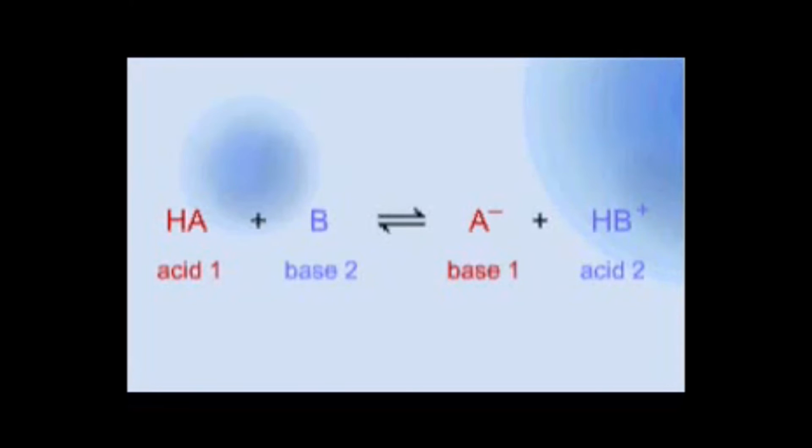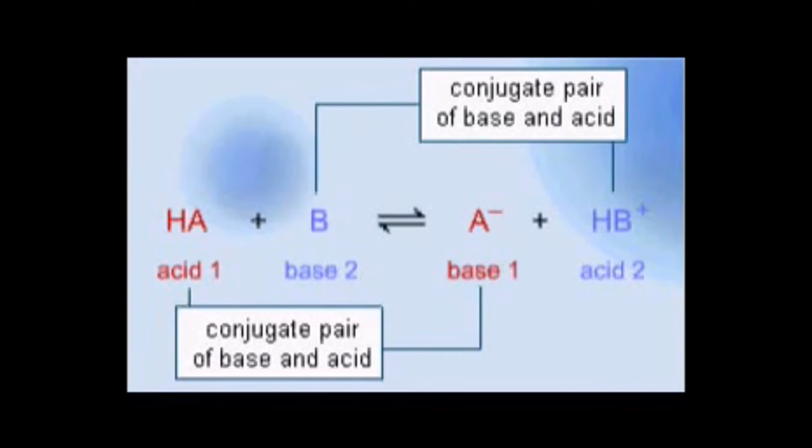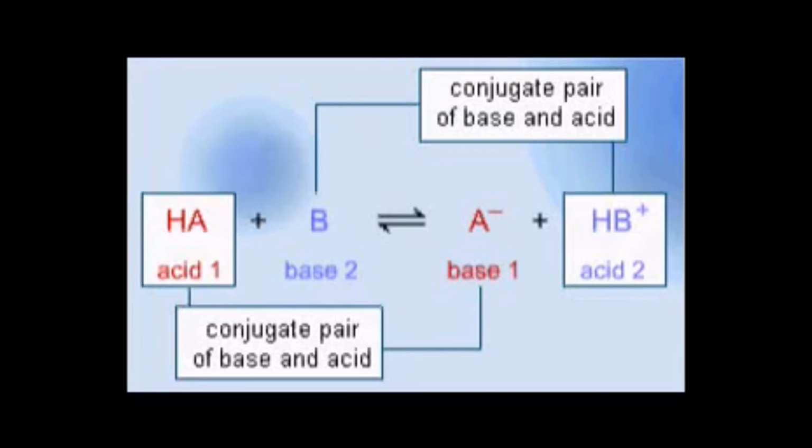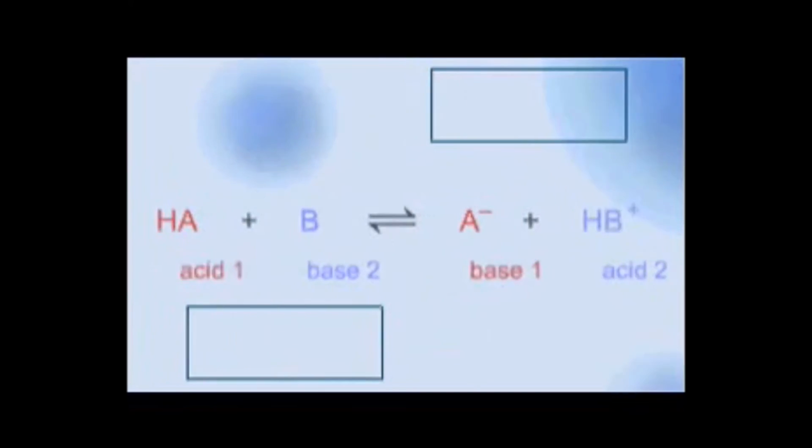According to the Bronsted-Lowry theory, each acid-base reaction involves the formation of a new acid-base pair, conjugate with a reacting pair of acid and base. The components of a conjugate pair of acid and base differ by only one proton. The acid has one proton more than the conjugate base.